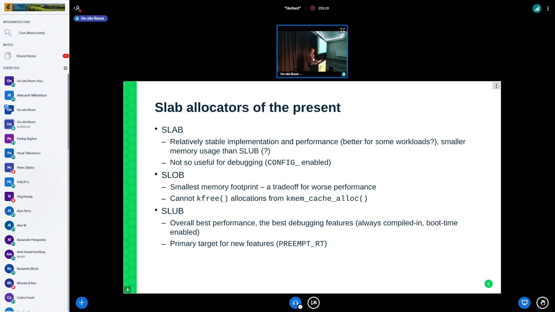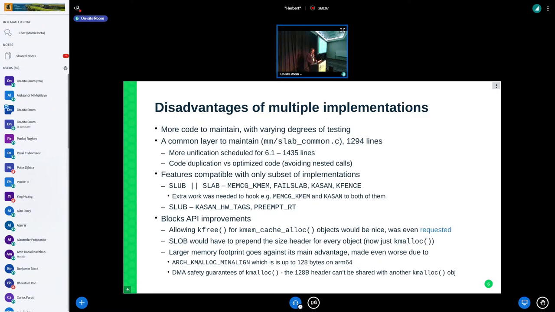Then for the small systems, we have the SLOB, even though we haven't heard about the Tiny Linux effort for some years. I'm not sure if anyone still uses it anywhere. I've checked, for example, OpenWRT for the routers. It uses SLUB because the routers have 128 megabytes of memory these days at least, and it's sufficient. And yes, SLUB is still the default, and overall the best performance with some exceptions.